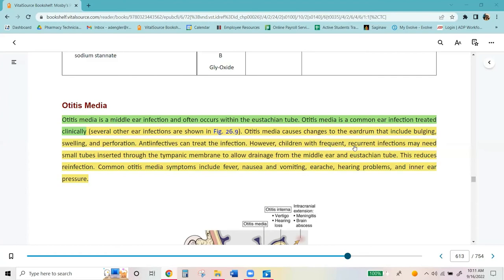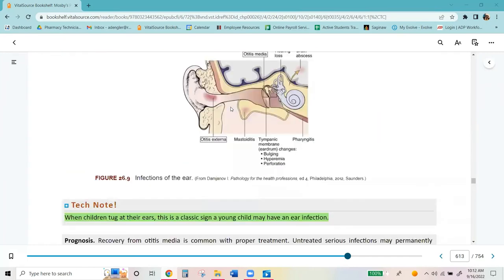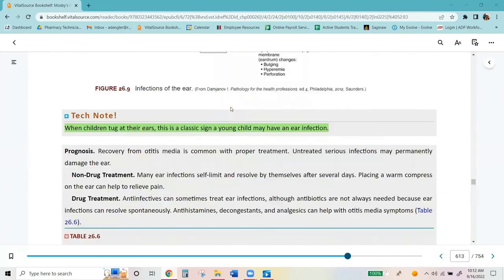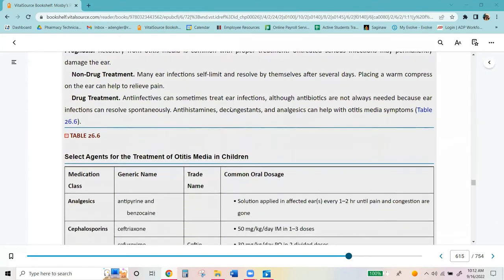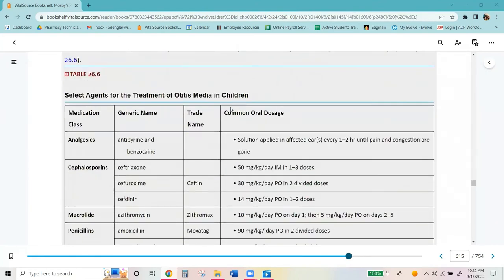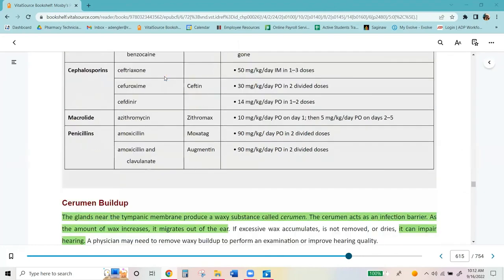However, children with frequent recurrent infections may need small tubes inserted through their tympanic membrane to allow drainage from the middle ear and eustachian tube. This reduces reinfection. Common otitis media symptoms include fever, nausea, and vomiting, earache, hearing problems, and inner ear pressure. When children tug at their ear, this is a classic sign that they may have an ear infection. So we have common agents for the treatment of otitis media in children.